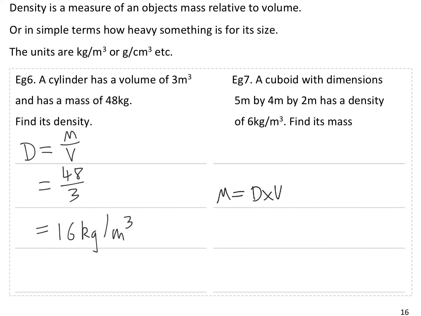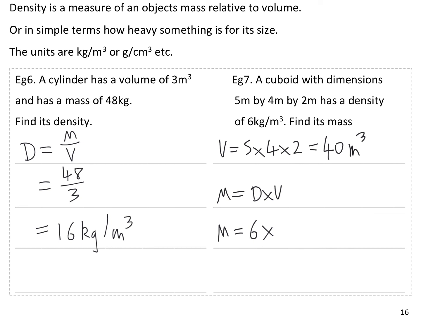Now the problem is, if I want to work out the mass, I can do the density, that's 6, multiplied by the volume, I don't know. They didn't tell you that. Sometimes you've got to work that out first. They give you a cuboid, they give you its dimensions. You can work out the volume of a cuboid by multiplying the dimensions together. So the volume of a cuboid is length times base times height, or 5 times 4 times 2, which is 40. That would be meters cubed.